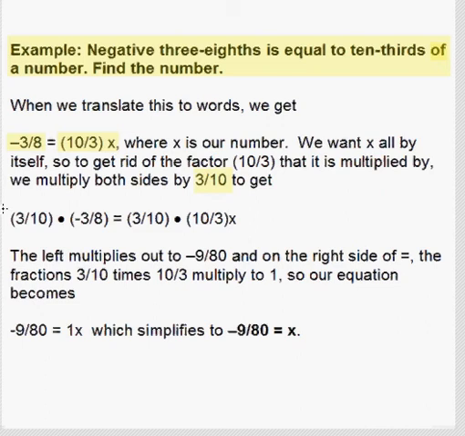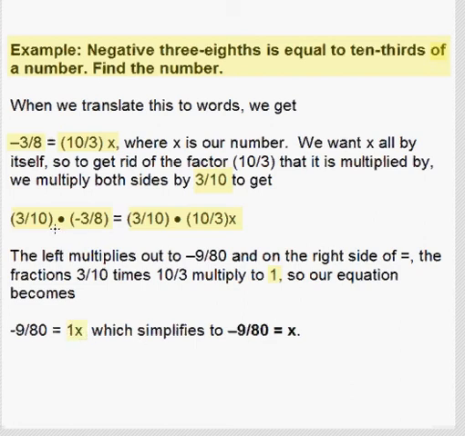If we do that, we get 3/10 times the negative 3/8, and then we have 3/10 times the 10/3 x on the right. Now 3/10 times 10/3 x gives us 30 over 30 times x. Well, 30 over 30 simplifies to 1. So the right side simplifies to just 1x, and that's the whole idea.